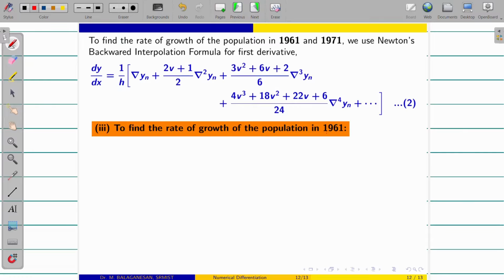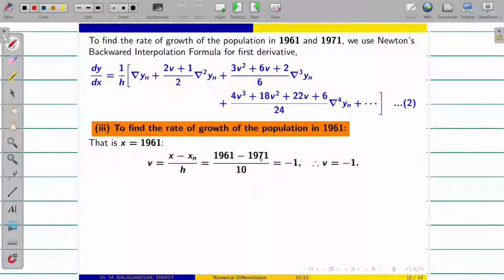Okay, first 1961. So at 1961 we are going to find, therefore x equivalent to 1961. What is the formula for v here? x minus, is it x naught by h or xn by h? Exactly, it is xn by h. That's it. So xn value is 1971, divided by h, equivalent to minus 1. So v value is minus 1.